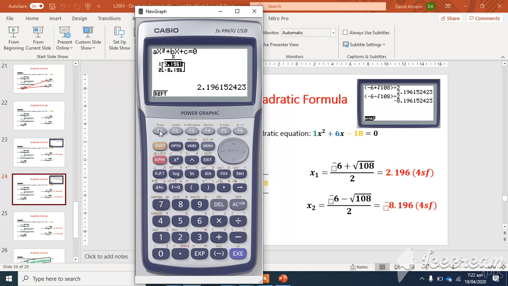When we push F1, you can see our two solutions pop up on our screen. Our first solution is 2.196, which we've rounded. And our second solution is negative 8.196, which we've rounded to. So the graphics calculator has the quadratic formula programmed into it to solve any quadratic. Fantastic, eh?